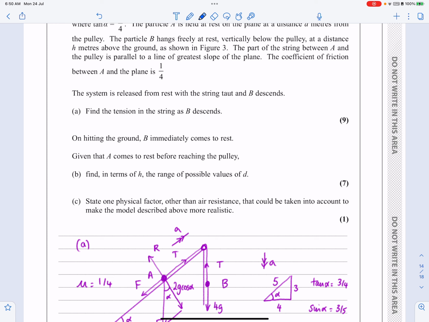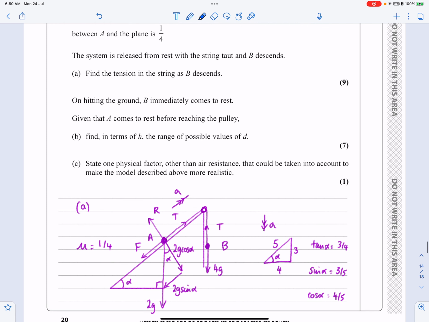So let me just explain to you what I'm going to do before I get started with doing it. It's now basically going to be considering this particle A here. What happens to A is that when B goes down and hits the ground, A will move up, obviously. Well, A will move up because it's being pulled up by this tension here. So that part of the journey, we're going to have to consider as a separate situation too.